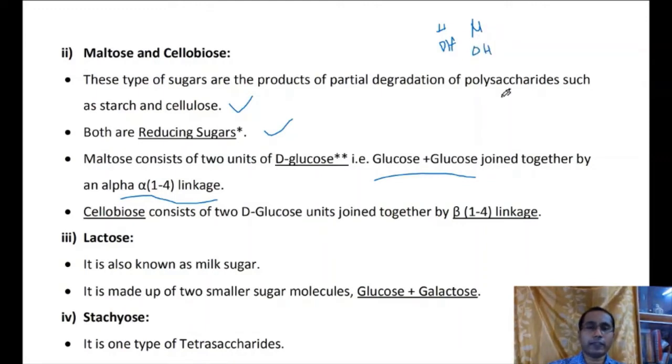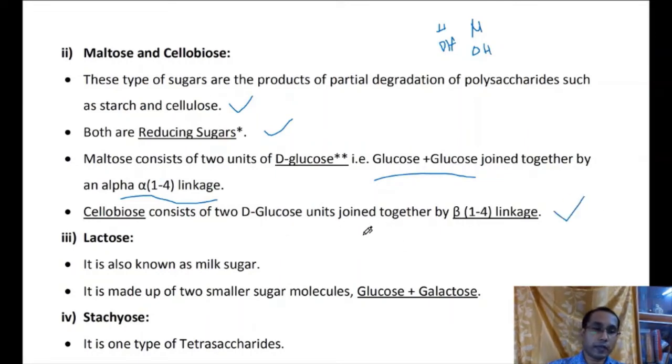Straightforward linkage: the orientation will be the same way. In a beta 1,4 linkage, the 1 and 4 linkage will be opposite, with OH on the upper side and H on the lower side, reversed. So in this way, alpha 1,4 or beta 1,4 linkage will be defined. Cellobiose consists of 2 D-glucose units joined together by beta 1,4 linkage.